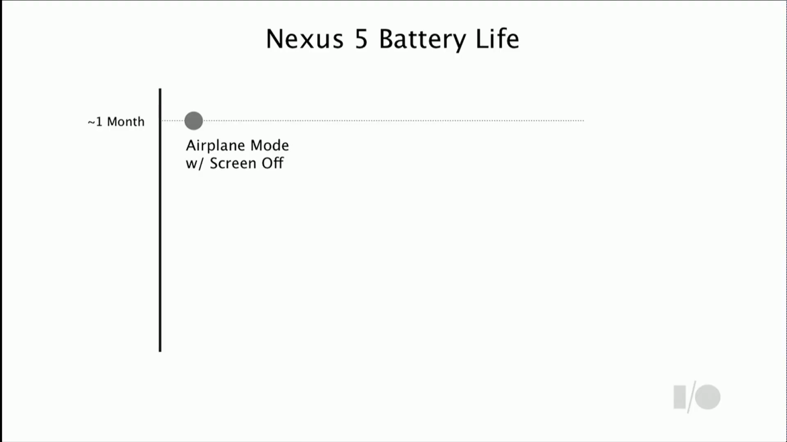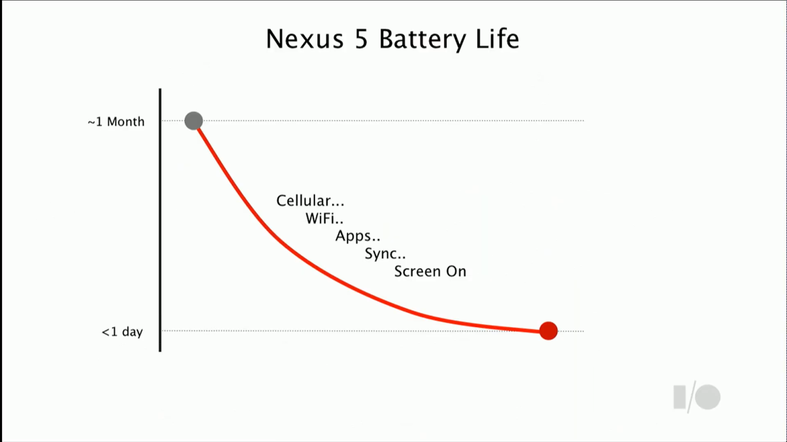We started out looking at a Nexus 5, and we said, let's establish a baseline. We turned off everything on there, so it was in airplane mode, screen off, so completely in standby. And that gives you something like a month of battery life. But of course, we don't do this to our devices, right? We actually use them throughout the course of the day. We put them on cellular, we make calls, we have Wi-Fi, we have applications that are syncing, we are checking our social networks, we're playing games, the screen is on. Well, all of that adds up, and the battery life goes way, way down to less than a day.